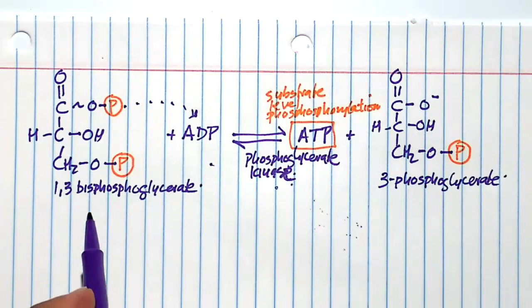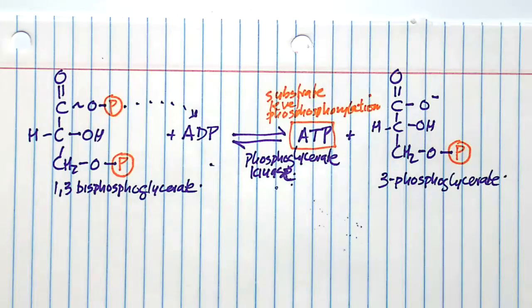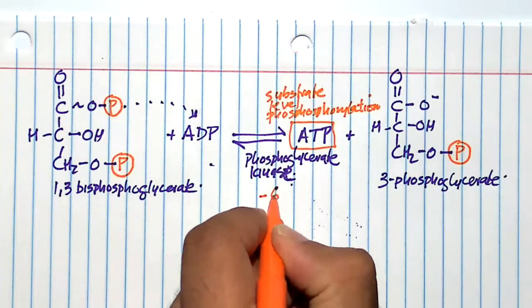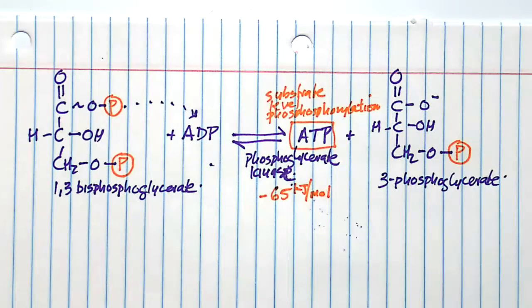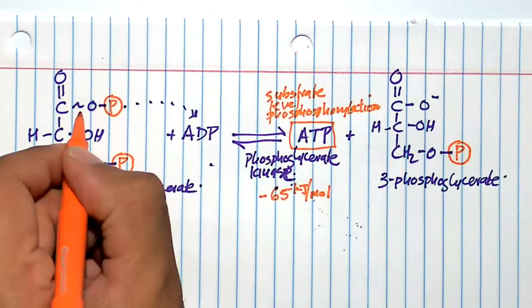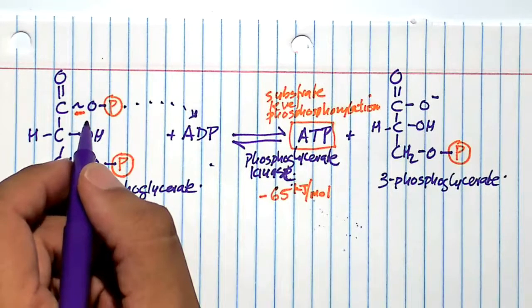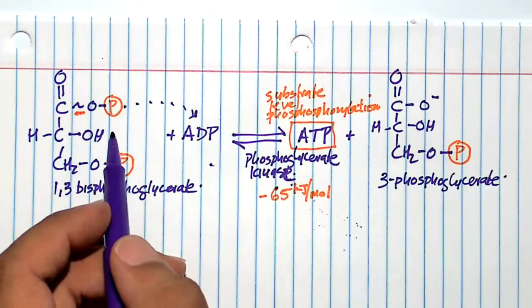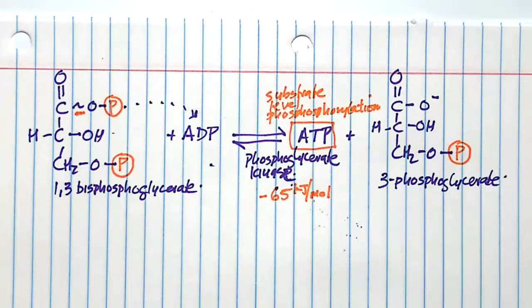So this is a very exergonic reaction. The energy that's released is roughly minus 65 kilojoules per mole. So a lot of energy is released, and it gets trapped in the form of ATP. And again, this phosphate is a very good leaving group. This bond is actually labile, very unsteady. So it would want to come off and go phosphorylate ADP to ATP.